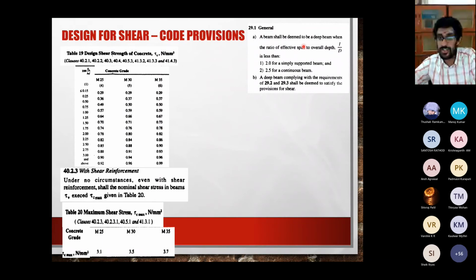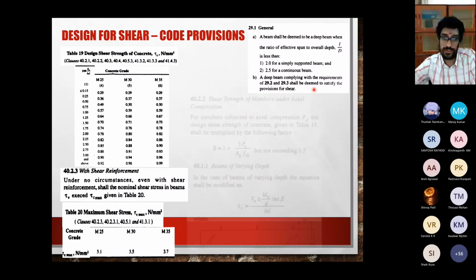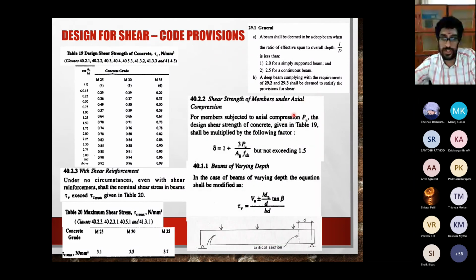This I already told you: if your shear span by depth ratio is lesser than 2 or 2.5, it becomes a deep beam. A deep beam complying with the requirements of 29.2 and 29.3 shall be deemed to satisfy the provisions for shear. Deep beams we are not going to do, so don't worry about it.